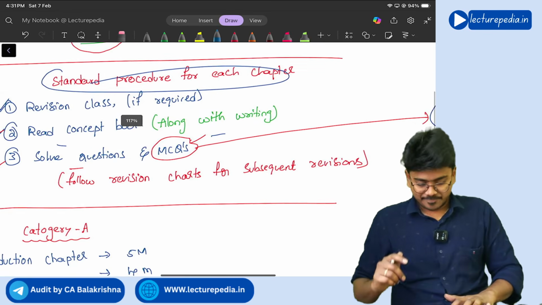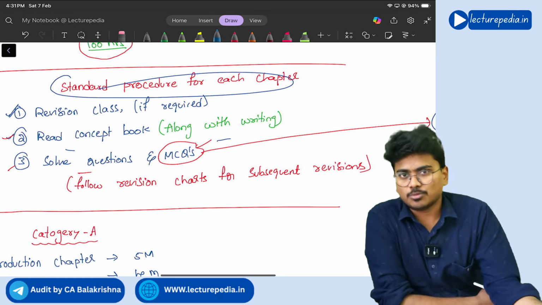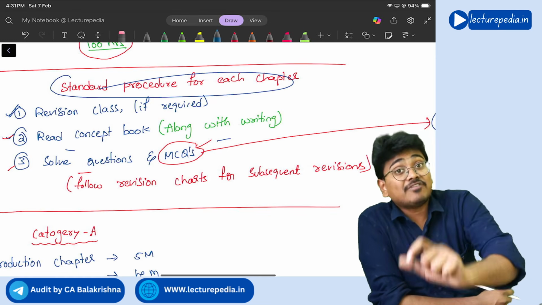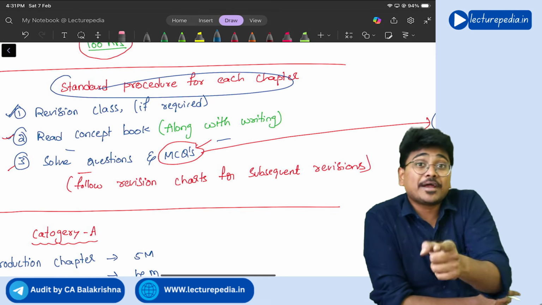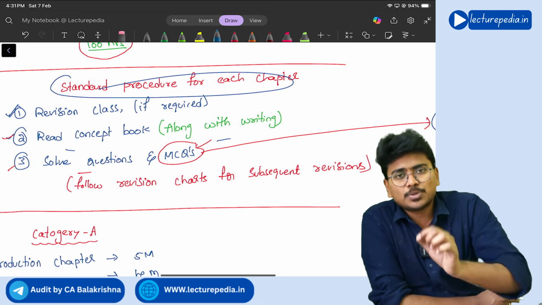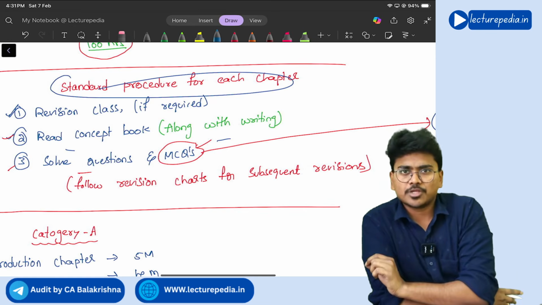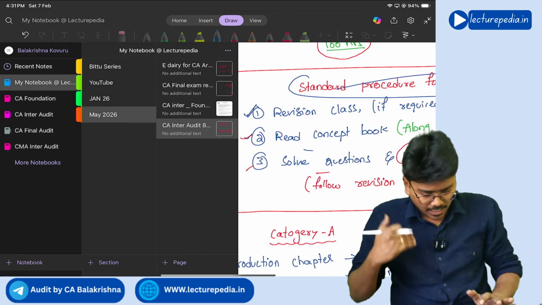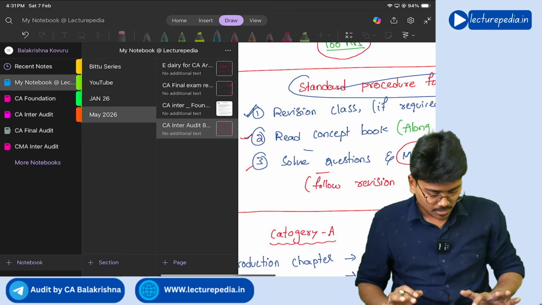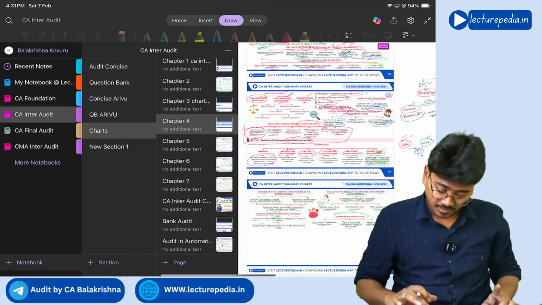Next, one more thing. First time reading, you can read it through the concept book, but for the second time revision, third time revision, or while revising 1.5 days before the examination, it might not be possible to read the complete concept book. So go for a chart book. You take any chart book. I have released a chart book, the audit summary chart book. Let me show you that audit summary chart book, which will be very useful for revision.